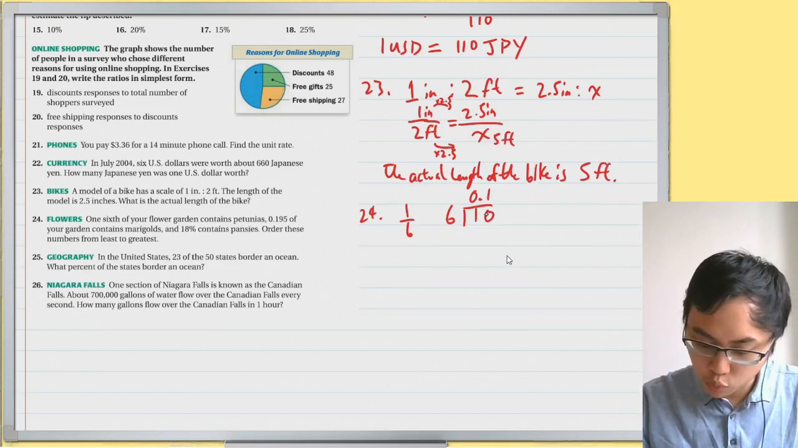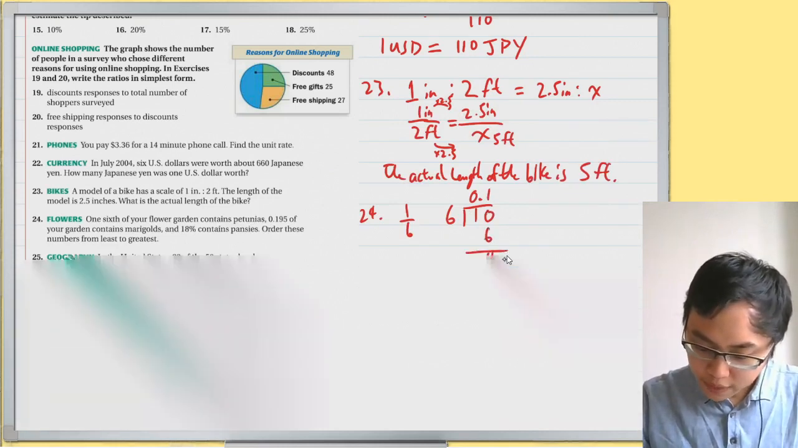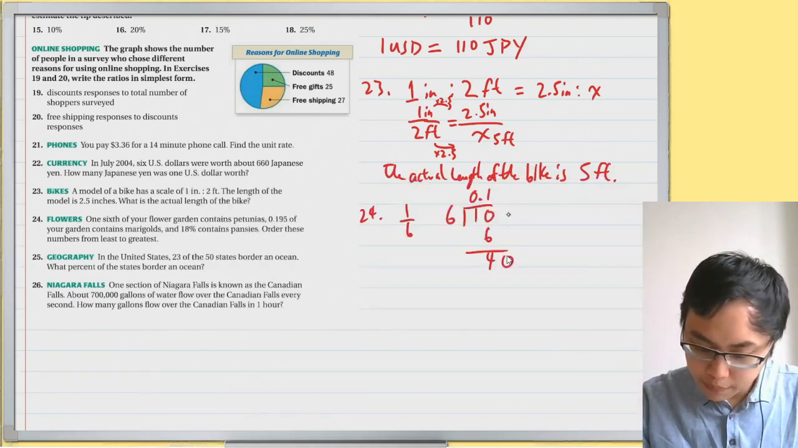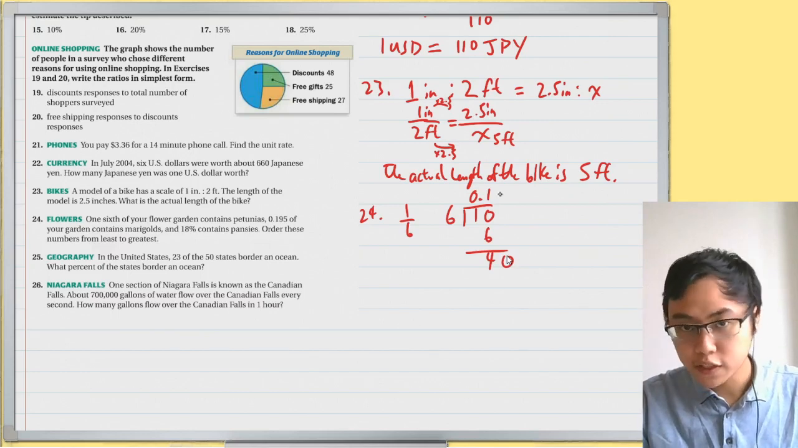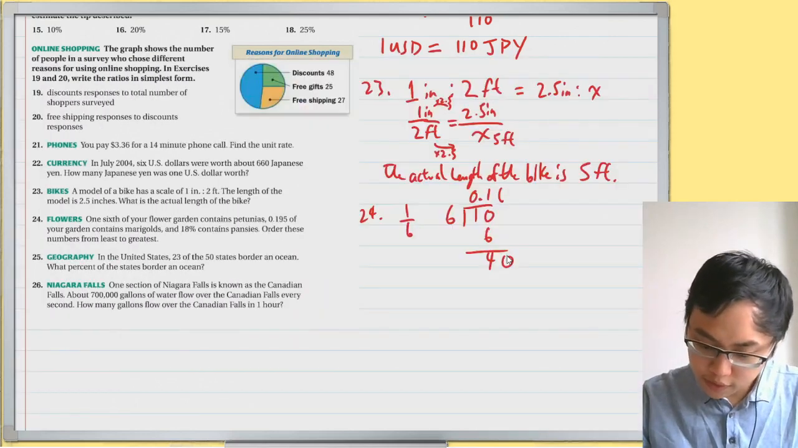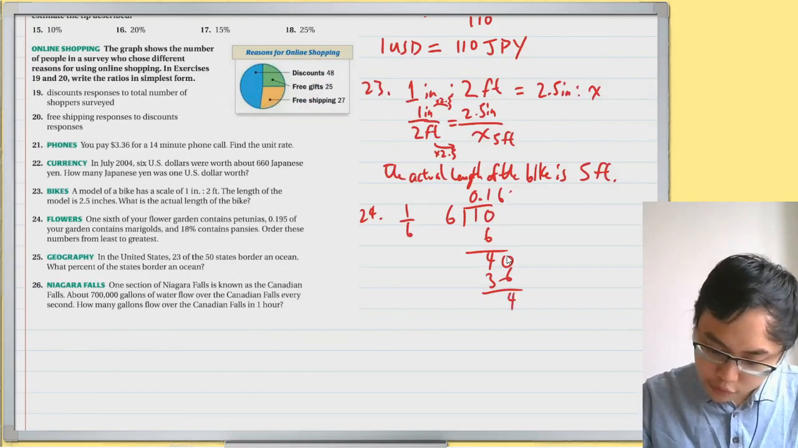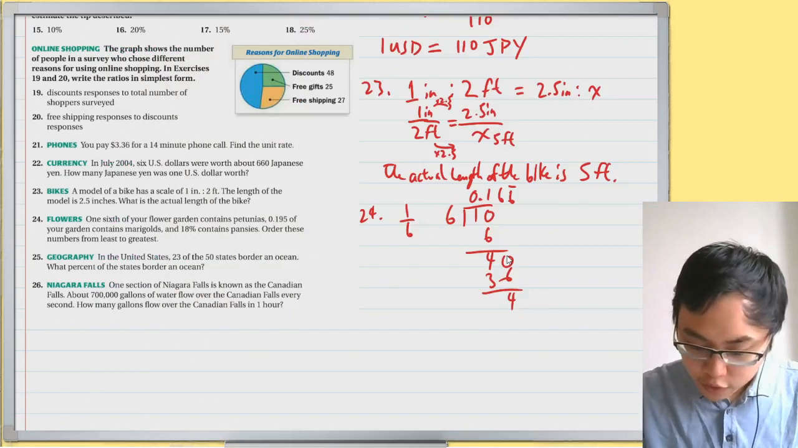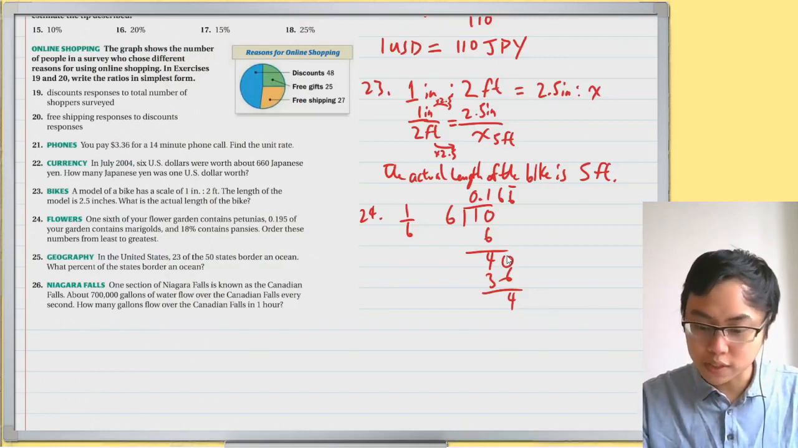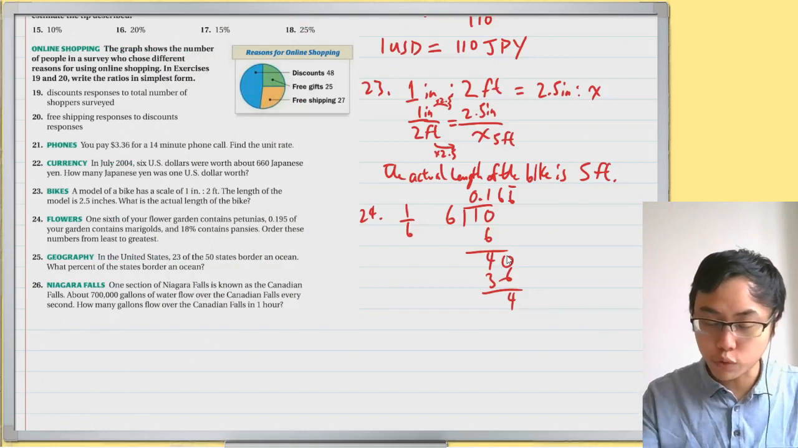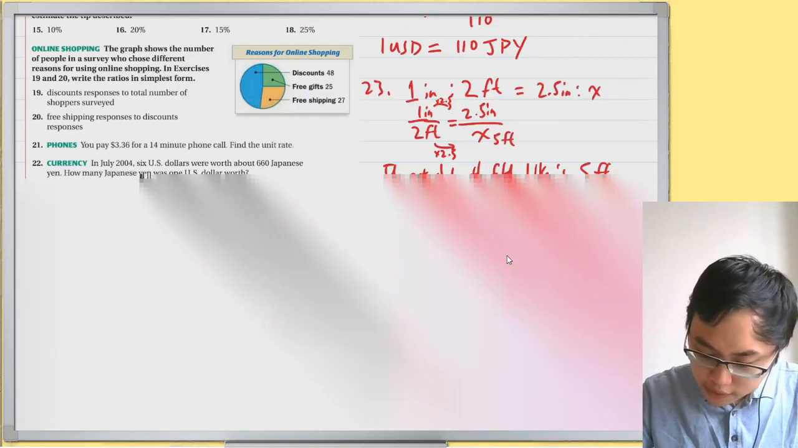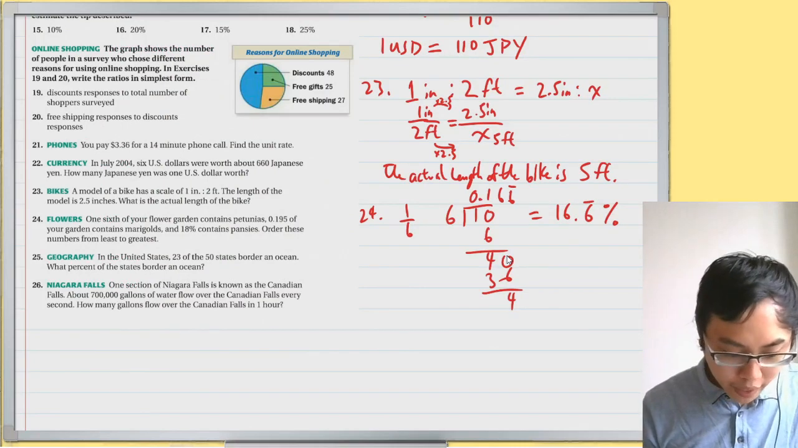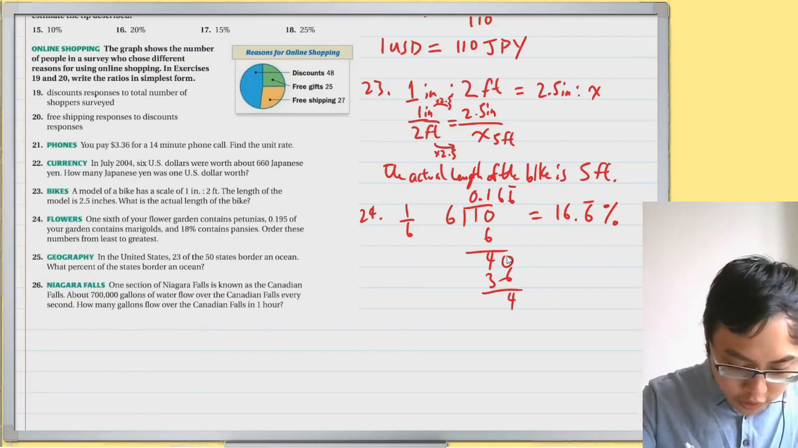6 goes into 10 1 time. 6 subtracted from 10 leaves 4, and we add a 0. So 6 goes into 40 how many times? 6 times, 36. And then that's 4 again, so that's 0.166, and that's going to be a repeating decimal of 6. So that is approximately 0.166, which is 16.6 recurring, which is equal to 16.6%.